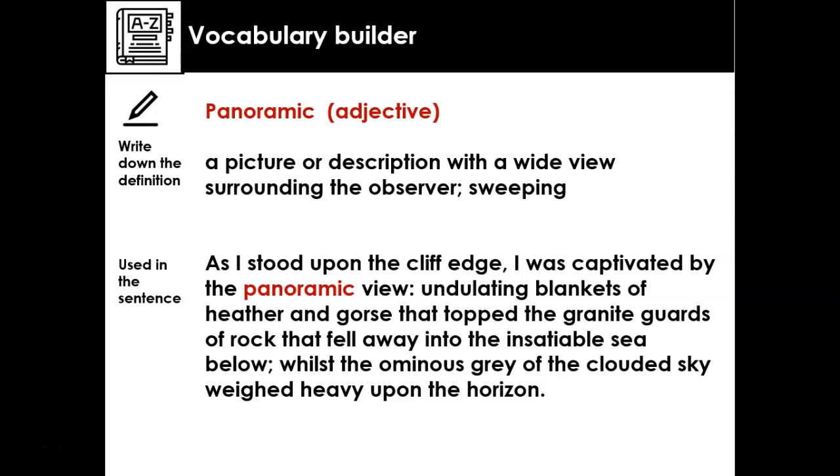So here we go. We're going to see it now used in a descriptive sentence, something we might use in a creative response. As I stood upon the cliff edge, I was captivated by the panoramic view, undulating blankets of heather and gorse that topped the granite guards of rock that fell away into the insatiable sea below, whilst the ominous grey of the clouded sky weighed heavy upon the horizon. So you can see that we've used that adjective panoramic in a descriptive sense. But as we're going to see in a minute, you can use it in different contexts.